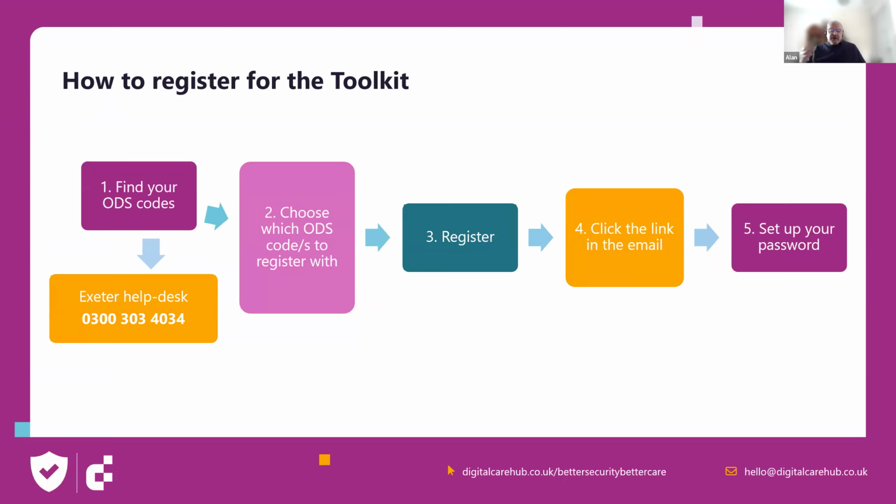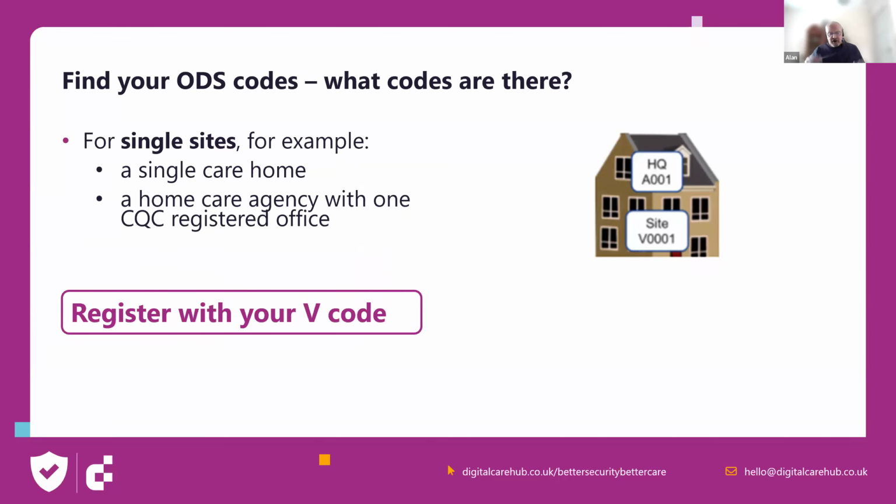If you click on the link in the email, you'll be able to set up your password to access the DSPT. A further look at ODS codes, just briefly, to explain that there are different ODS codes. For every organisation, there is a head office code, plus site codes for each site. So every organisation will have two codes, an HQ code and a site code. If you are a single site organisation, you need to register on the DSPT with your V code. You can ignore the A code if you're a single site.